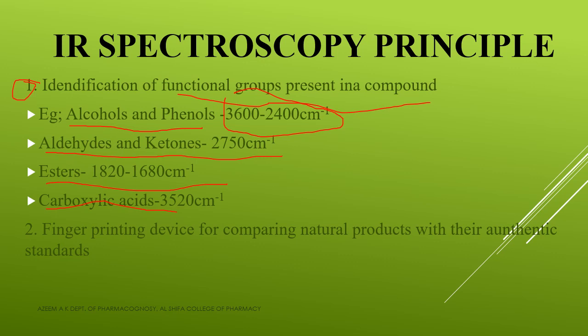Clear? So this is the first application. We mentioned 3-4 examples: alcohols, phenols, then aldehydes and ketones, esters, carboxylic acids, etc., and their wave numbers or bands are already mentioned. Now the second application of IR spectroscopy is that it is used as a fingerprinting device for comparing natural products with their authentic standards. Natural products give their fingerprint, and by comparing with authentic standards we can identify whether the product is pure or not.